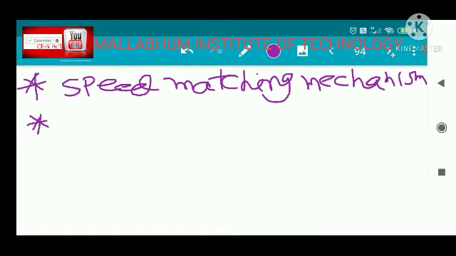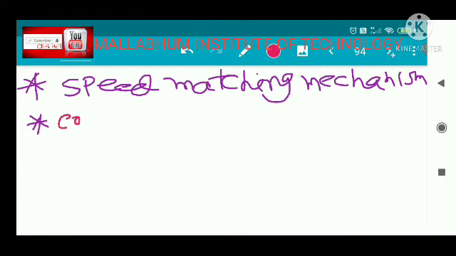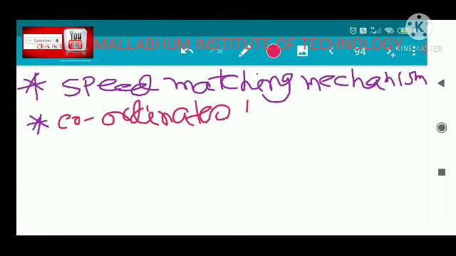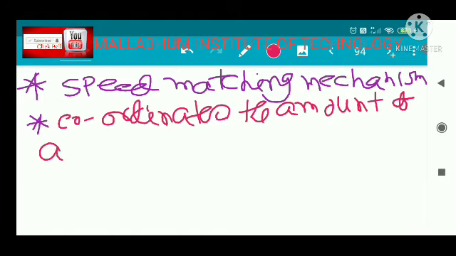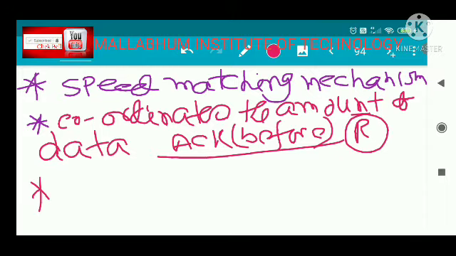The next function performed by the flow control mechanism is that it coordinates the amount of data that can be sent before receiving an acknowledgement from the receiver. So this is the second point.